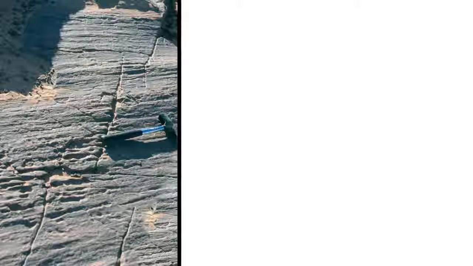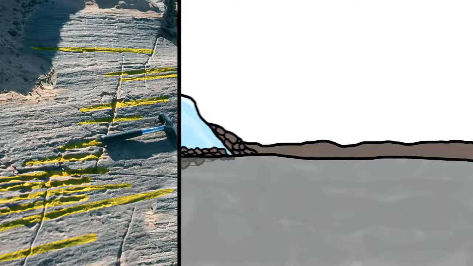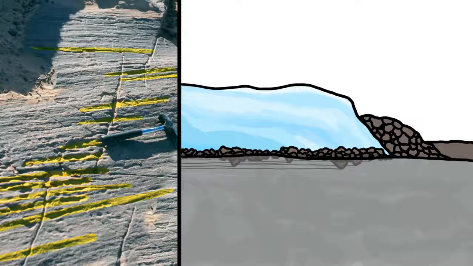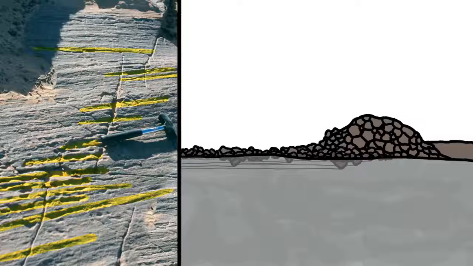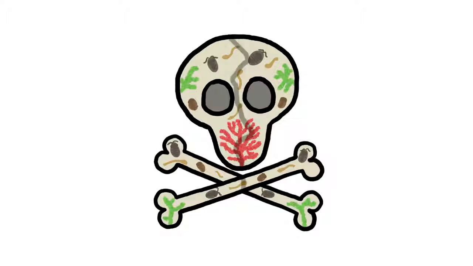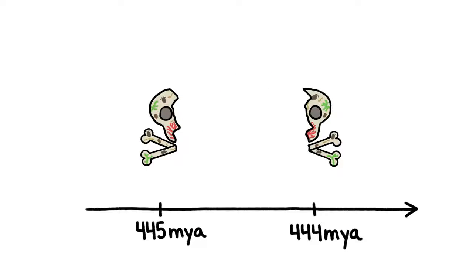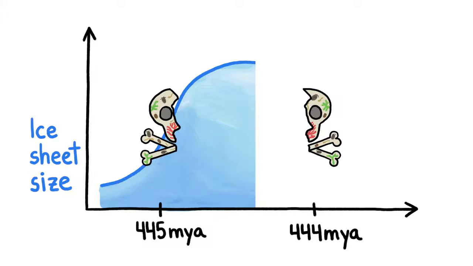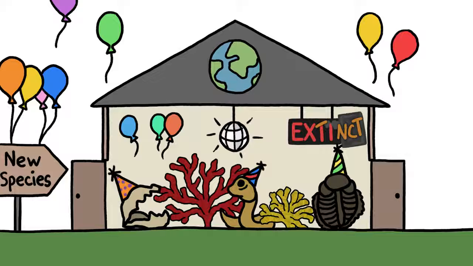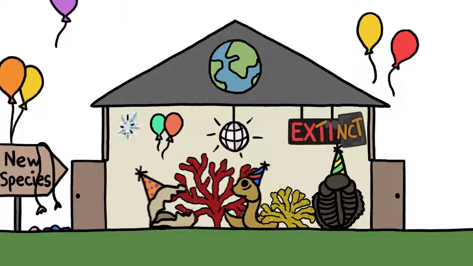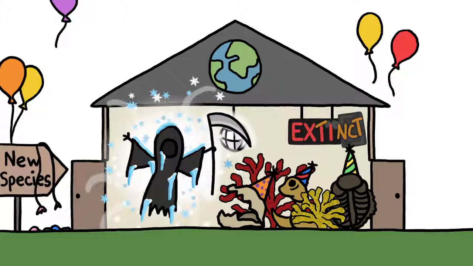Outcrops dating back to that time contain the track marks of an ice sheet's vast expansion, as well as piles of rocky debris left by its rapid melt. What's more, the mass extinction appears to have unfolded in 2 distinct pulses, one in sync with the ice sheet's growth and the other with its retreat. In other words, it appears that our planet's first major party killer was an ice age.